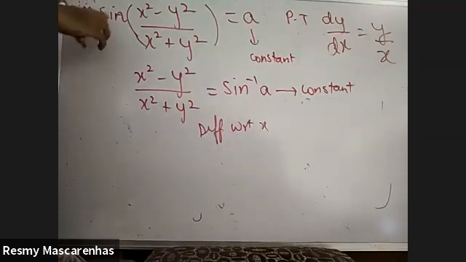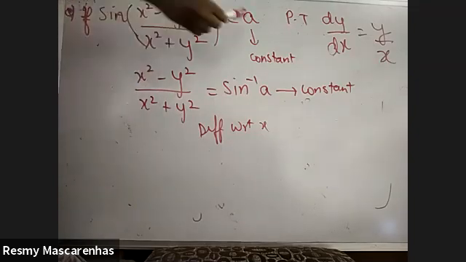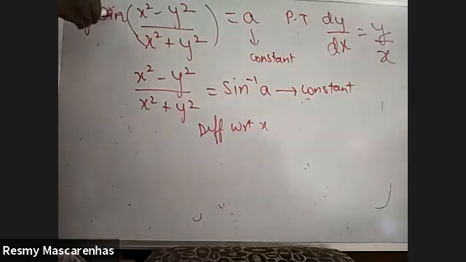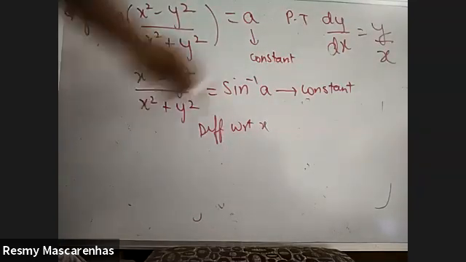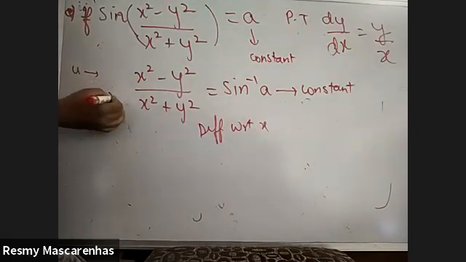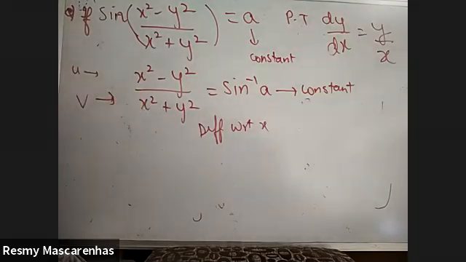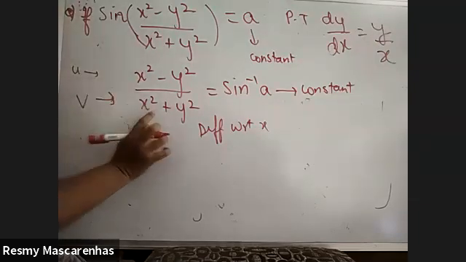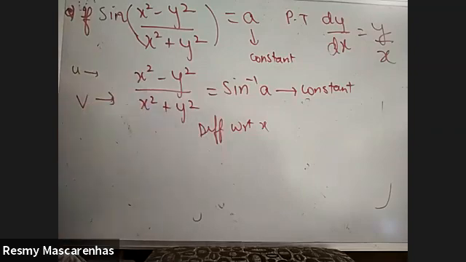So whenever any function, even if it is tan or cot, doesn't matter, if there's a bracket and a single number on this side, straight away take this trigonometric function to the other side and then differentiate. Now this numerator is u and the denominator is v, so it is in the form of u upon v. Now use the u upon v formula. What will be the derivative of u upon v?